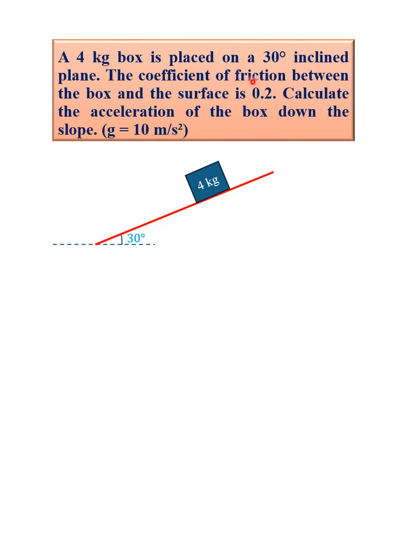The coefficient of friction between the box and the surface is 0.2, an information to take note of. Calculate the acceleration of the box down the slope. We are to take the acceleration due to gravity g to be 10 meters per second squared. This box moves down the slope, so we are looking for the acceleration with which the box moves along the slope.